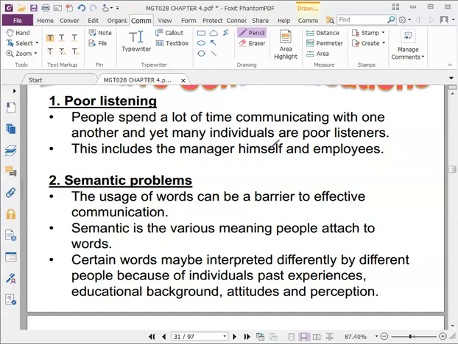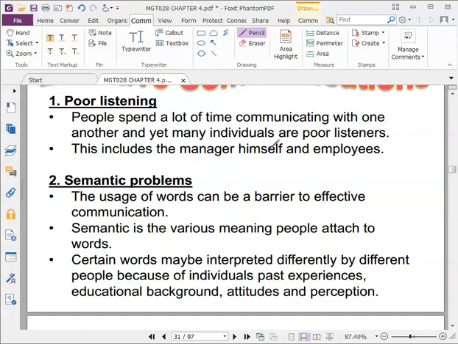Okay, kadang-kadang kita ni berkomunikasi. Kalau ada orang yang tengah bercakap dengan kita, komunikasi dengan kita, so kita bukan memikirkan apa yang dia nak sampaikan, tapi kita lebih fikirkan apa yang kita nak jawab balik. Kita nak respon. Betul tak? So, itu adalah contoh-contoh poor listening lah. Okay, dia tidak mendengar dengan baik apa yang sebenarnya dia nak sampaikan. Okay, poor listening.